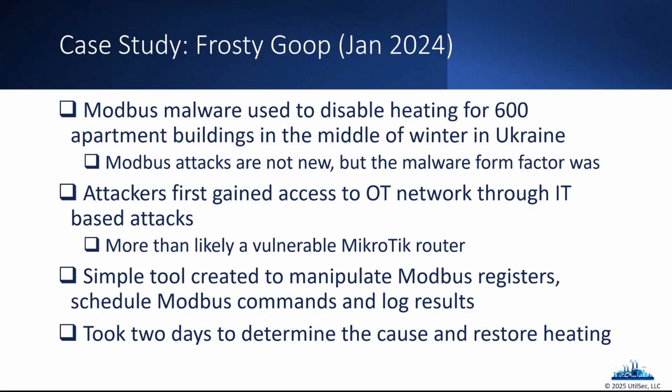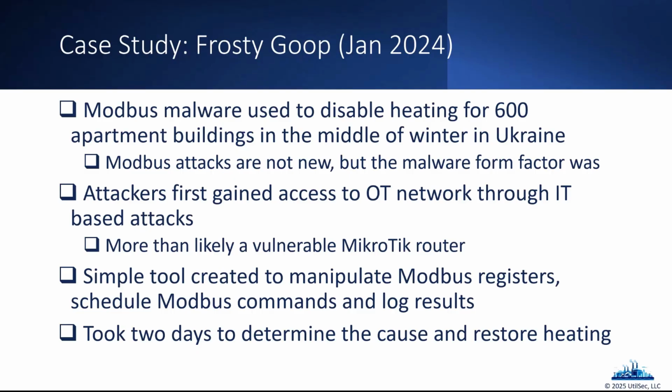So what we saw was that the attackers first got onto the OT network by finding what they believe was a MikroTik router that wasn't kept up to date. They're able to gain access to the OT network, find the controller that was responsible for heating. Again, they just connected to it over Modbus. Remember, Modbus is unauthenticated, so it never asks you for a username and password. And that allows us to make changes to the controller.